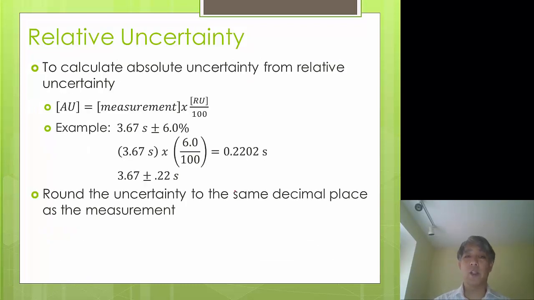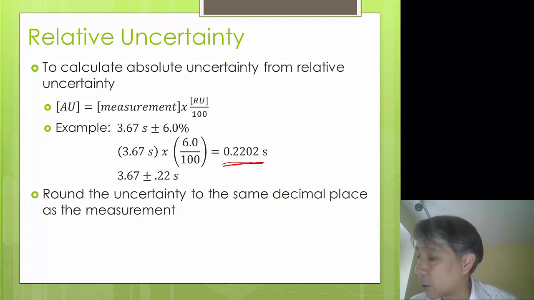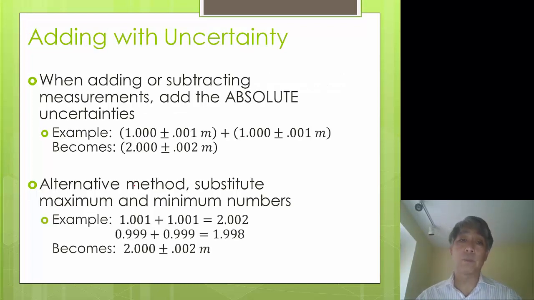Okay, so to calculate absolute uncertainty from relative, we need to be able to go back and forth. We basically take the percentage and multiply it out to get our absolute. So 3.67 seconds plus or minus 6%. Okay, well 6% is 0.06 or 6 over 100. Multiply that out and I end up with about 0.2202. I'm not going to go that far out because I have to make sure my decimal places match. Okay, same decimal place, in this case the hundredths place, so I'm going to just round that 0.2202 to plus or minus 0.22 seconds.